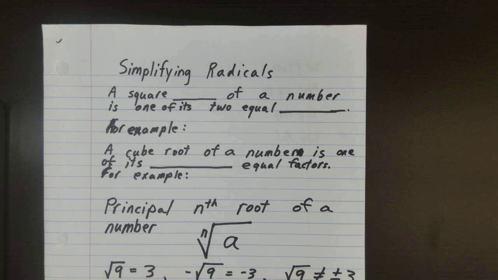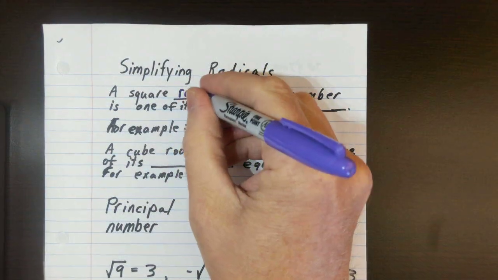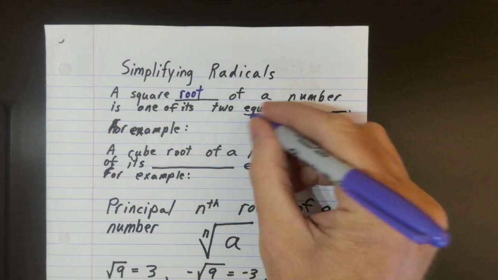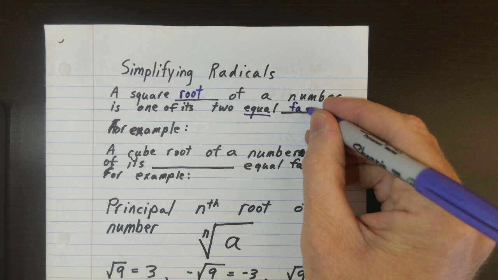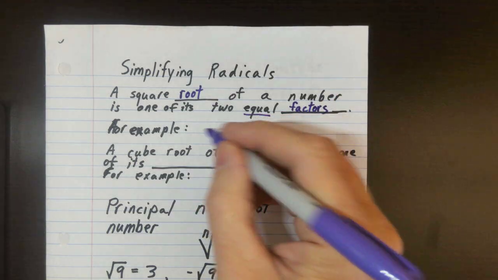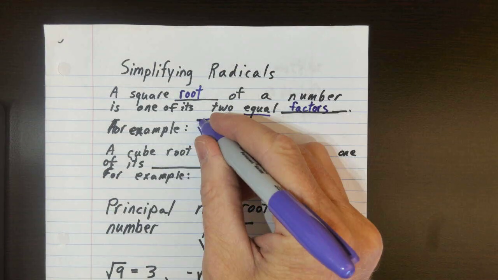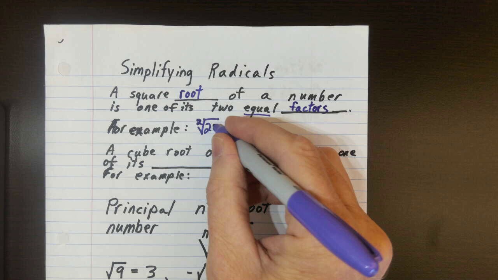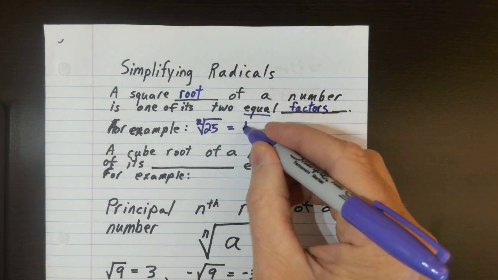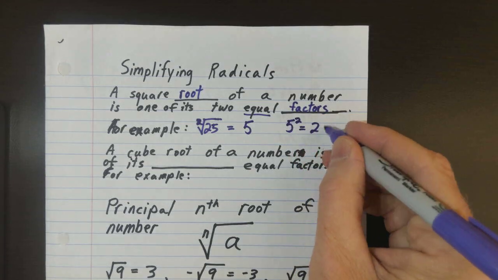A square root. A square root of a number is one of its two equal factors. For example, the square root, I'll put a 2 up there. You don't usually do that. The square root of 25 is 5 because 5 to the second power equals 25.